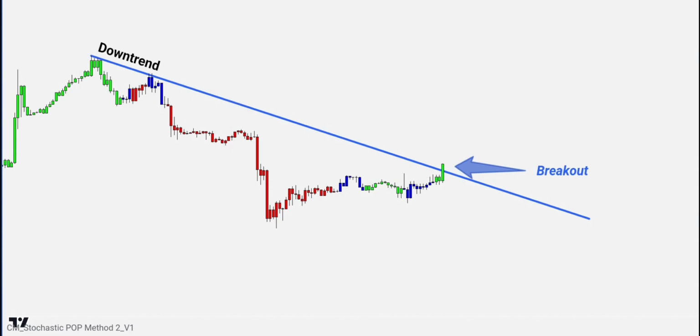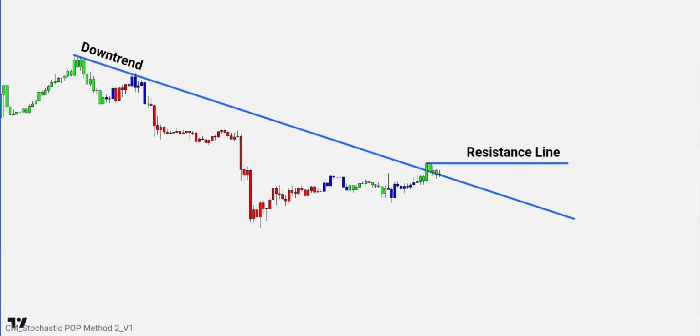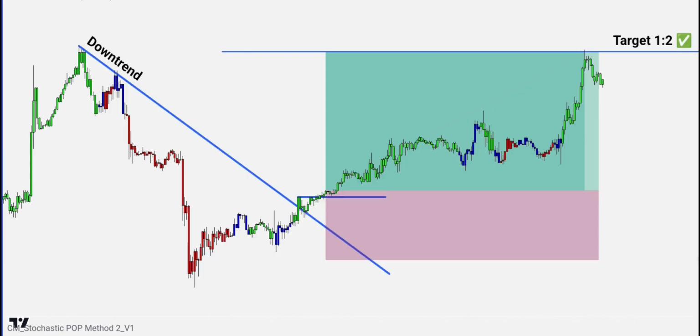Now, we need to make sure that an uptrend has started. Of course, as always, to confirm the authenticity of this price action, we draw a resistance line at the first peak level formed after the break of the trend line and wait for it to be breached. We have set up another great trade and achieved a 1-2 reward ratio.